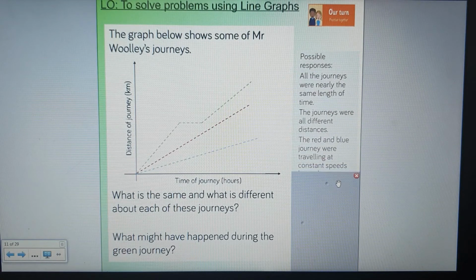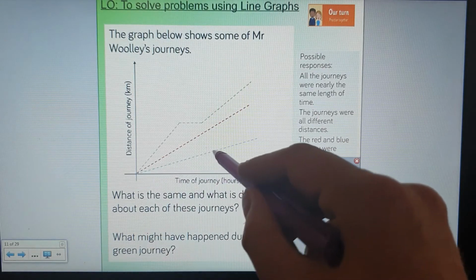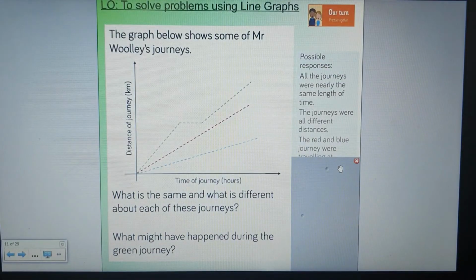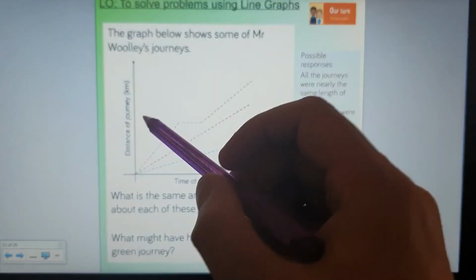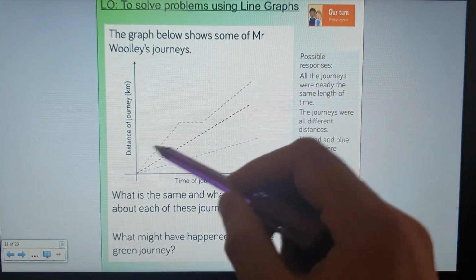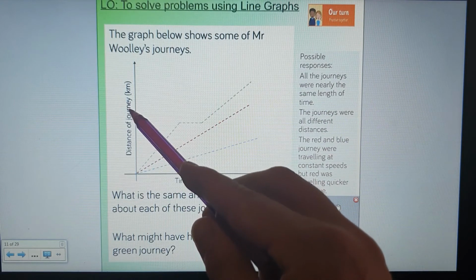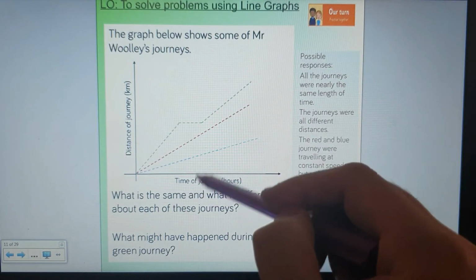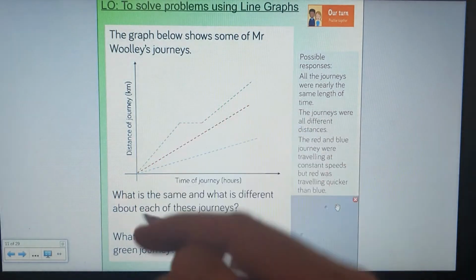The red and blue journey were travelling at constant speeds. So, because they kept going, all right? It wasn't going up and down, so fast and slow. But red was travelling quicker than blue, okay? Because it's a steeper line. He was getting to, he's going further, faster. So he travelled further in less time.